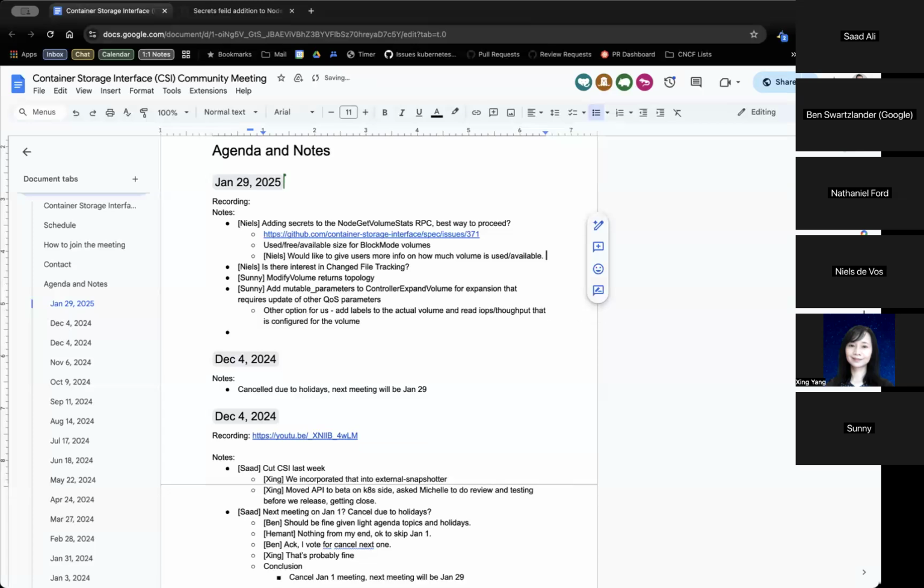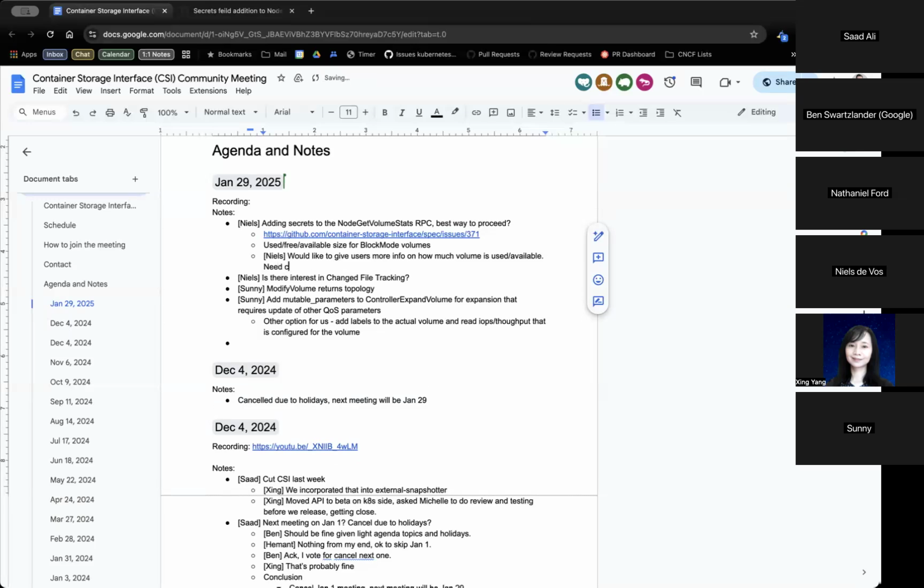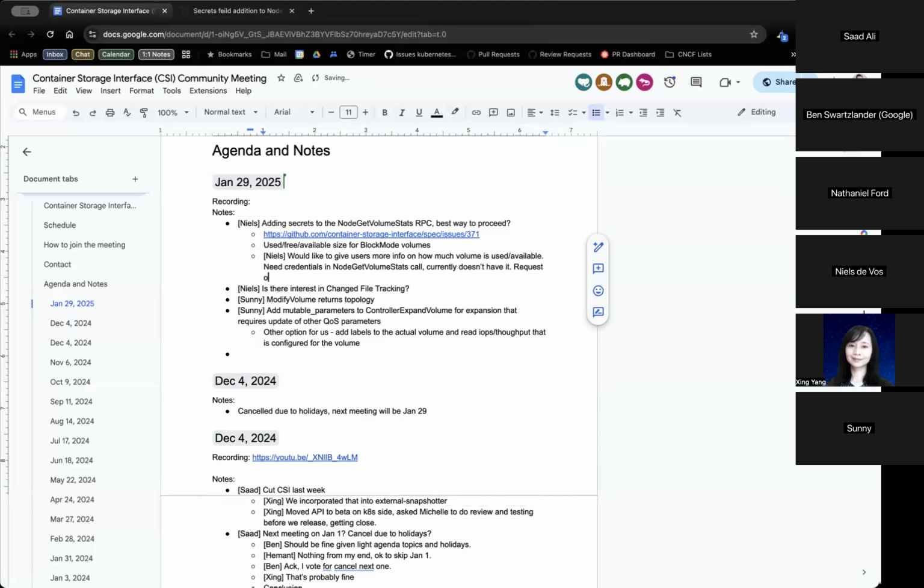For contacting the Ceph cluster, we need the credentials in the node get volume stats RPC call. Currently, this call does not have any credentials, and this request has been open since 2019, so it's been open for quite a while. I would like to see what it takes to make progress there. I'm happy to work on the Kubernetes side of things, because I think that's where the difficulties lie.